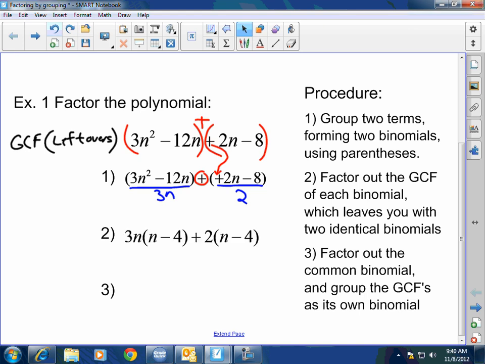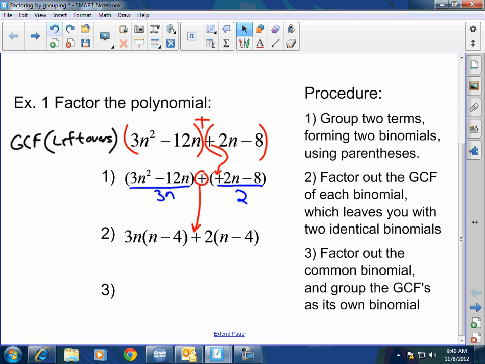So this is what it would look like. When I factor out the 3n, 3n squared divided by 3n is n. Negative 12n divided by 3n is negative 4n. Plus, remember we kept that plus, that's why it's so important. Factor out a 2, 2n divided by 2 is n, negative 8 divided by 2 is negative 4. Is everyone with me so far?